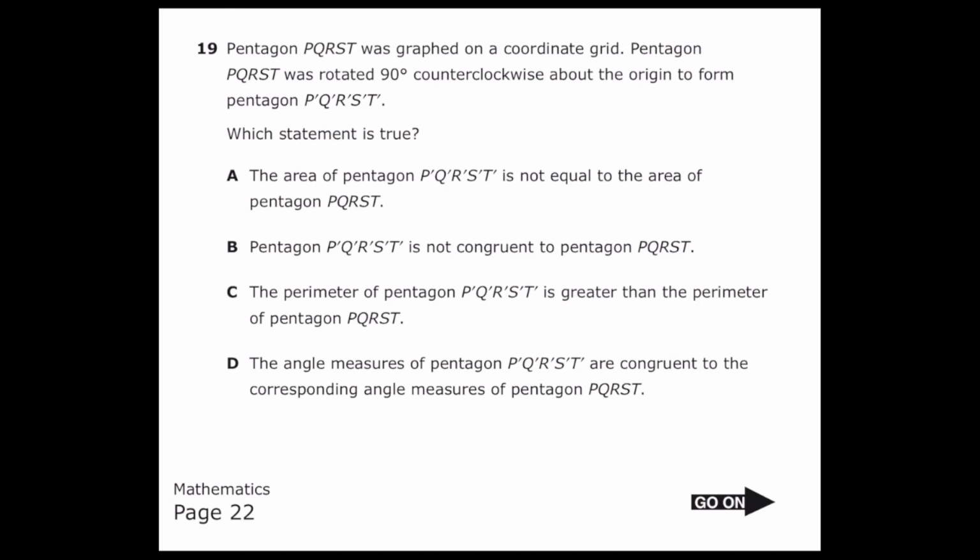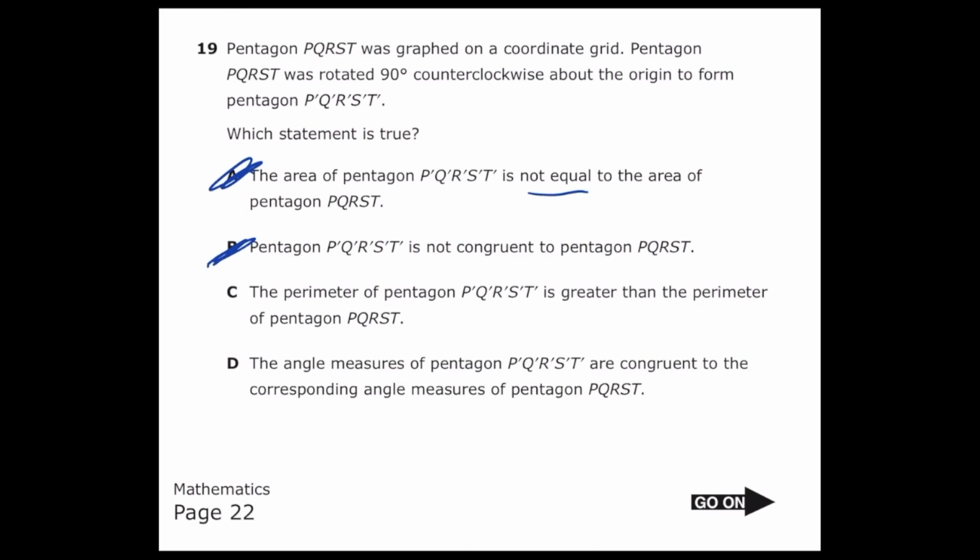Letter A says the area of pentagon P'Q'R'S'T' is not equal to the area of pentagon PQRST, and that is not true because the area is still the same. Letter B says pentagon P'Q'R'S'T' is not congruent to pentagon PQRST. Again, the shape is still the same, so that's not going to be true. Letter C says the perimeter of pentagon P'Q'R'S'T' is greater than the perimeter of pentagon PQRST, and that's not true. The perimeters are still the same because the shape is the same.